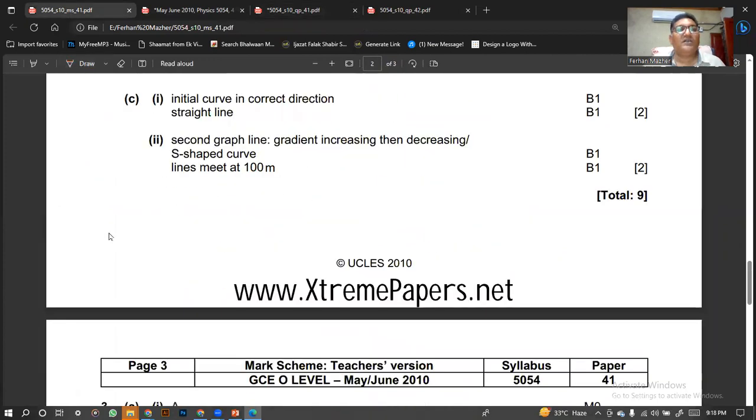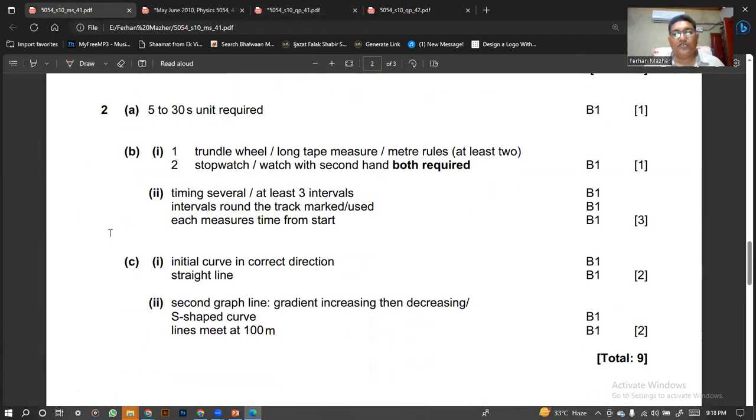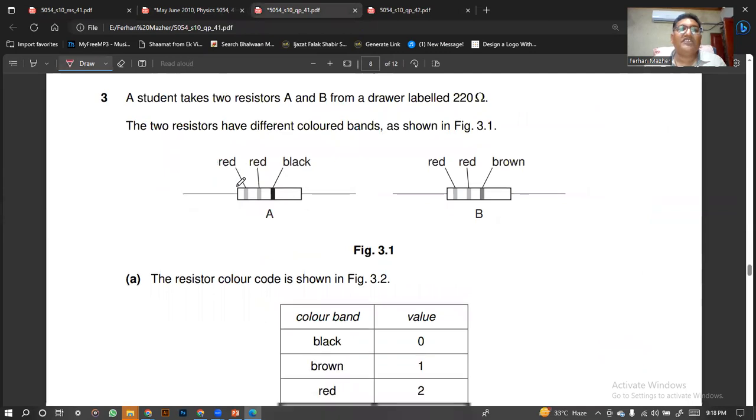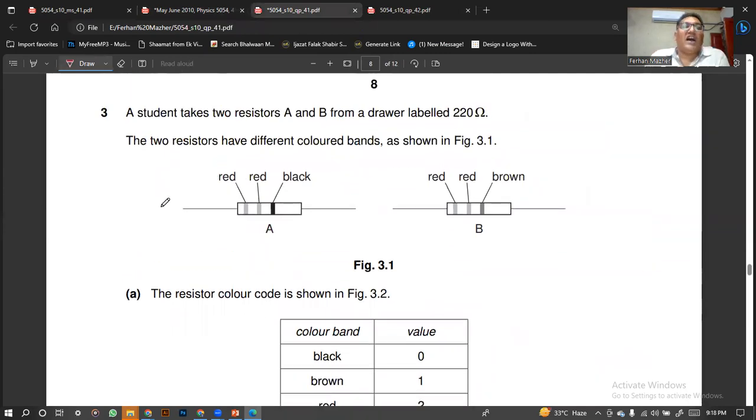So this is the marking scheme of the question number 2. You can pause the video if you want more time with the question number 2. Okay, then we have this question number 3. He says, a student takes two resistors A and B from a drawer labeled 220 ohm. The two resistors have different colored bands as shown in the figure 3.1.